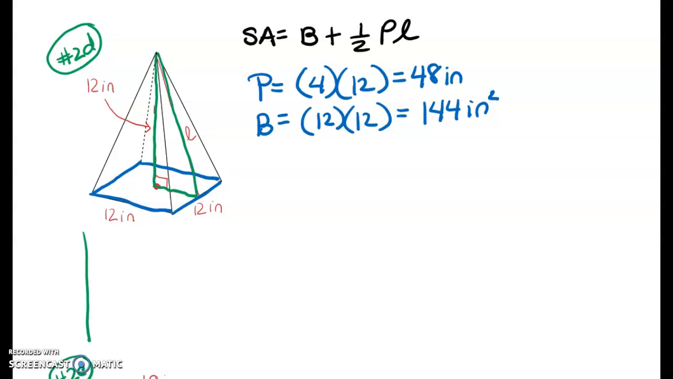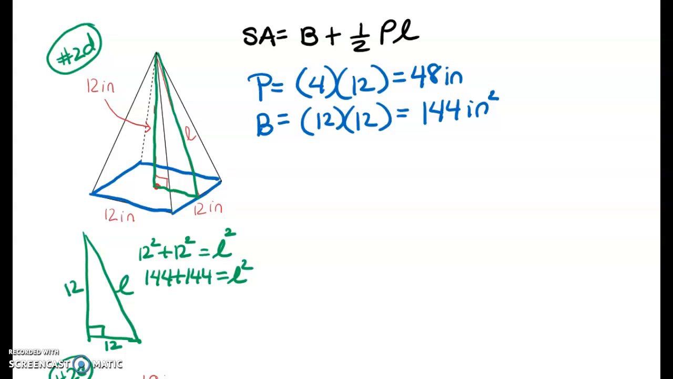But we do have a nice right triangle that we can use to solve for our slant height. All right, so if I draw that triangle out and use the Pythagorean Theorem, I get 12 squared plus 12 squared equals my slant height squared. So that's 144 plus 144 equals my slant height squared. 288 equals my slant height squared. And so when I take the square root, I'm going to get 12 radical 2 equals my slant height. So now I know my slant height to be 12 radical 2 inches.